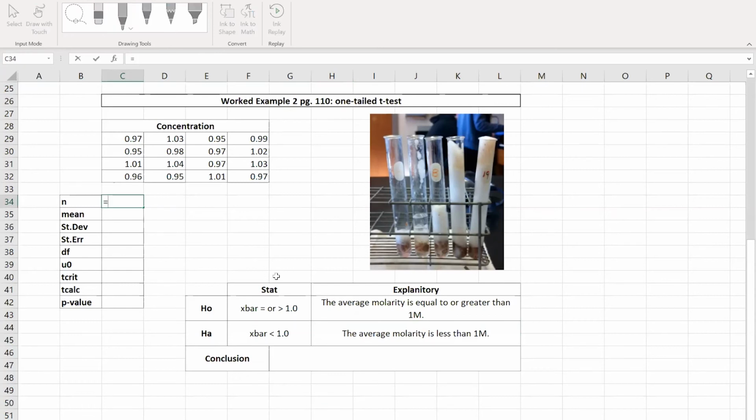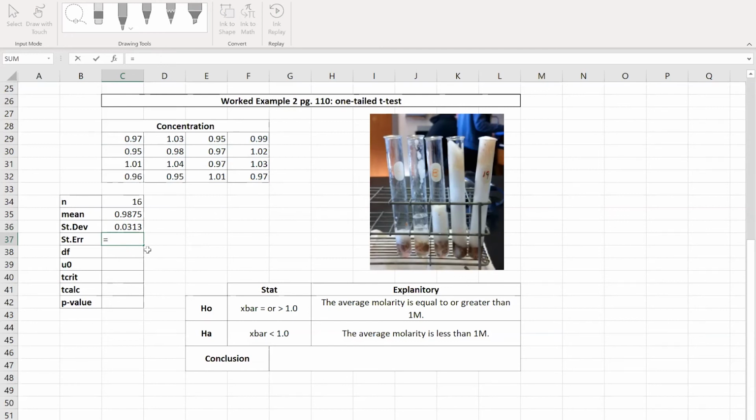Our sample size, we can calculate with count. Our mean using average. And if you've ever wondered how I go through these functions so fast, I just use the keyboard. I do equals, and then you can use your arrow keys on your keyboard to actually scroll through these. It's way faster. When you highlight the one you want, you just hit tab. It's way faster than using your mouse to like click everything.